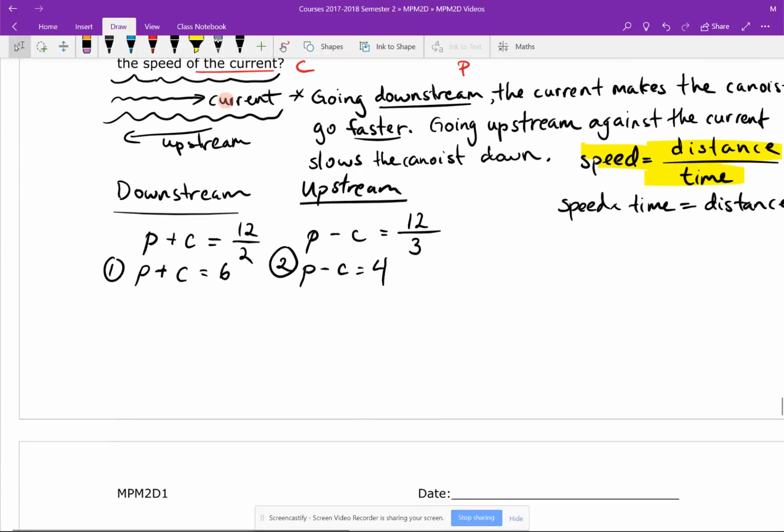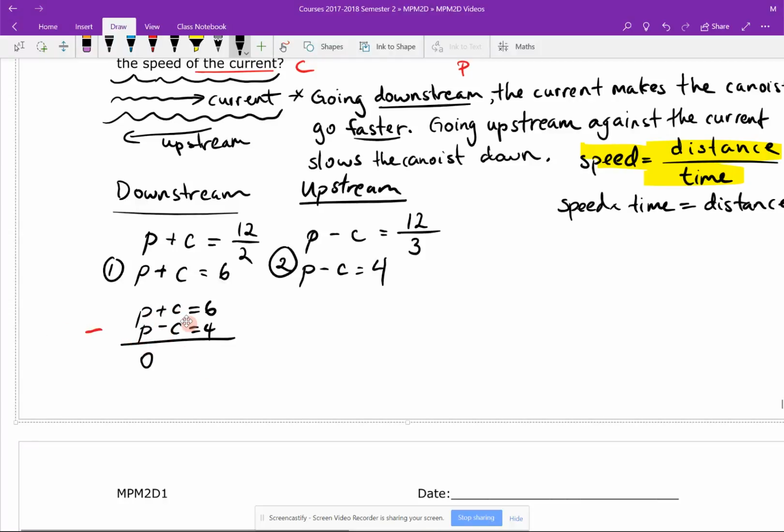Okay, let's put these two equations together. I'm going to use elimination this time. P plus C equals 6, and P minus C equals 4. Stack your equations, lining up the variables. If I subtract both equations, P minus P is 0, and C minus negative C is C plus C, which is 2C, equals 6 minus 4, which is 2. So 2C equals 2, and 2 divided by 2 is 1. So C equals 1. The current speed is 1 kilometer per hour.